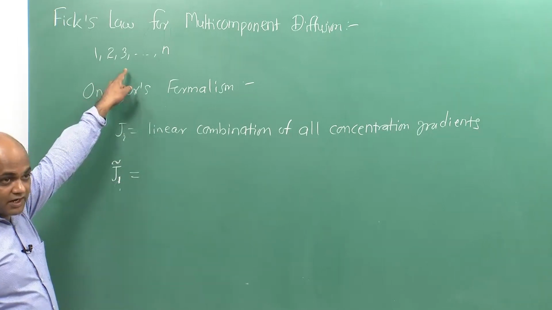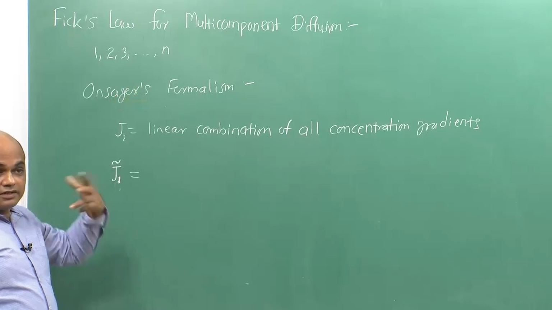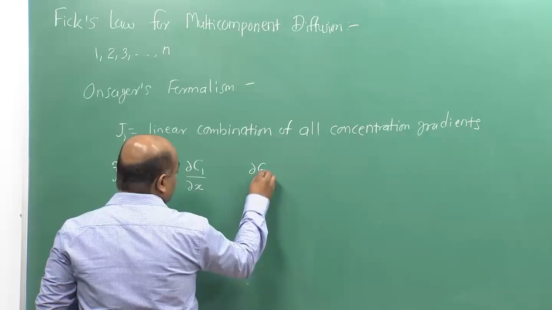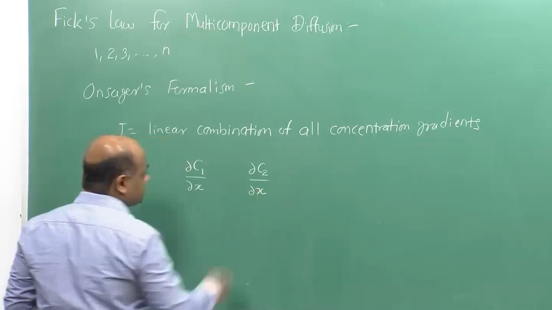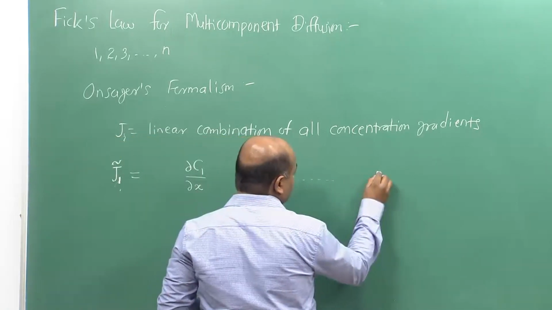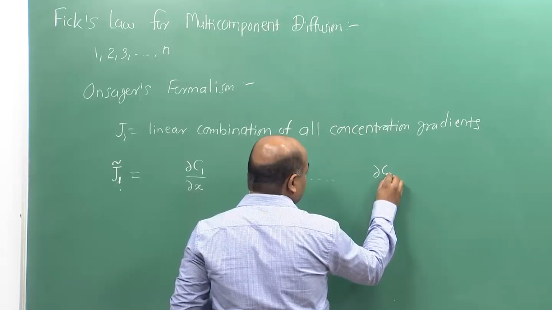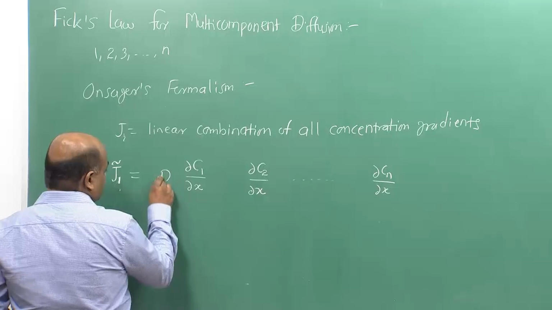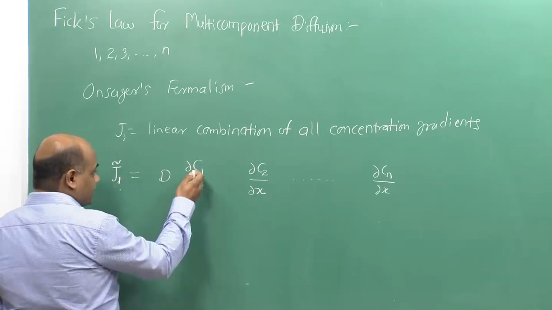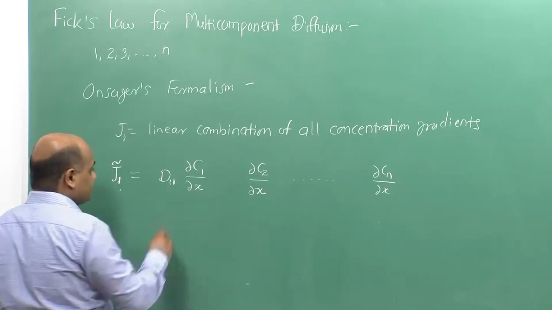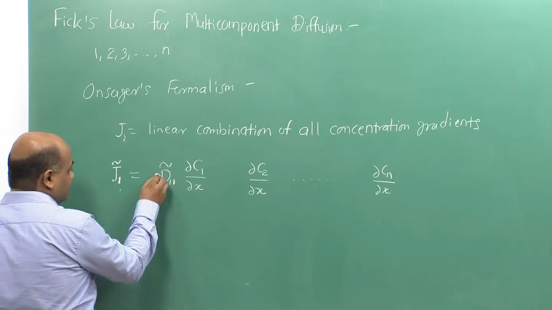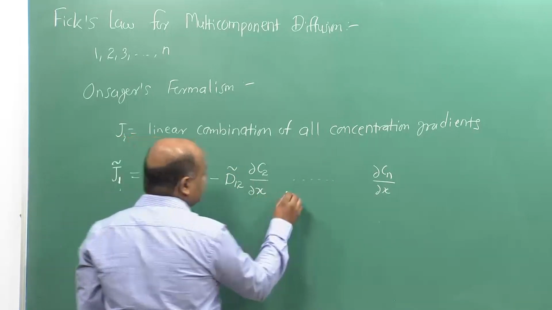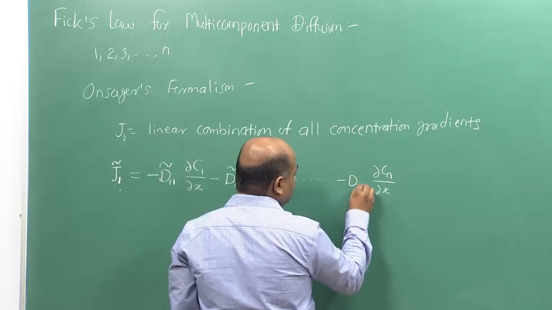Since we have n components, there are n concentration variables and n concentration gradients, right. So, we need to express this as a linear combination of n concentration gradients, which we write as dou Cj by dou x, where j is equal to 1 to n, and the corresponding coefficients we denote as D. The effect of 1 onto the flux of 1 we denote as D11 tilde, and obviously we give a negative sign. Similarly, D12 tilde and so on. For component n, it is D1n tilde.